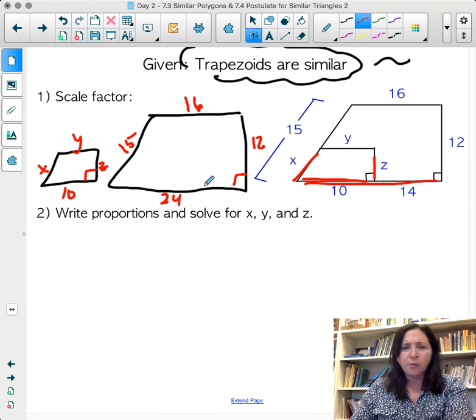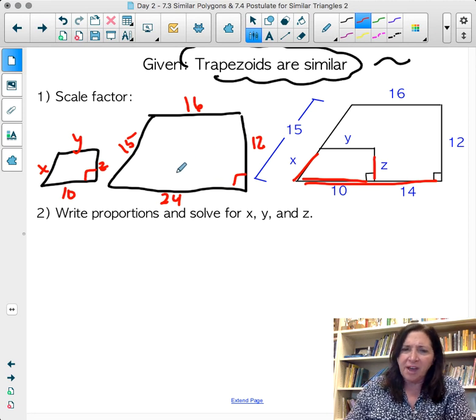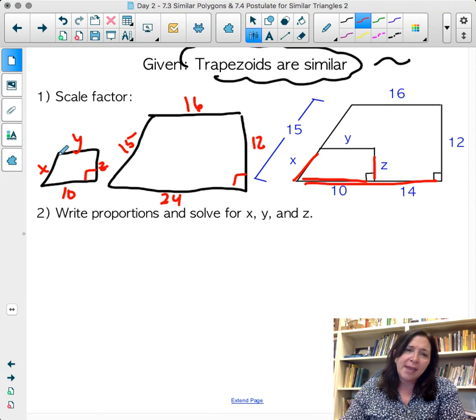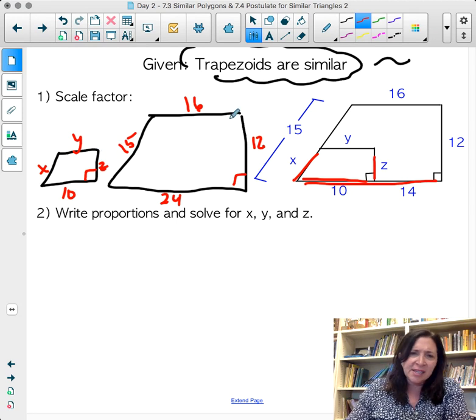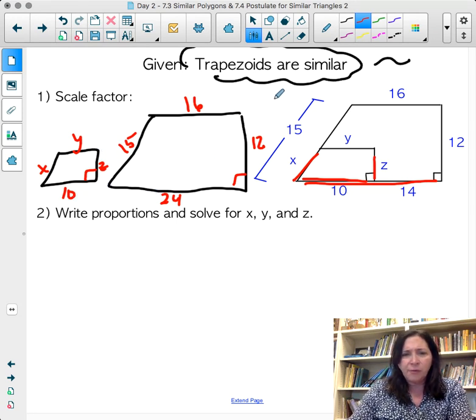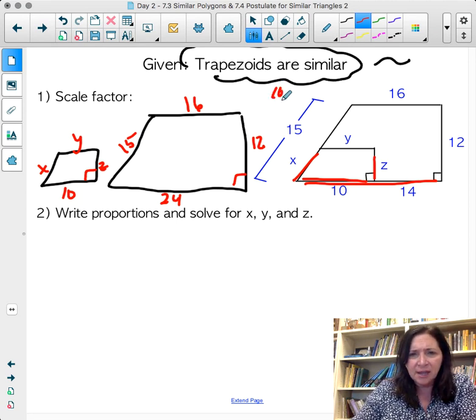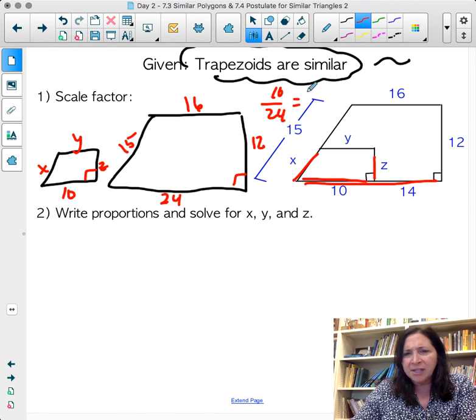So remember, when I'm finding my scale factor, I have to have two sides that I actually know. So I can't use my scale factor as x is to 15. I can't say y is to 16. I can't say z is to 12. But I can say 10 is to 24. So for my scale factor, I'm going to say 10 is to 24. I'm going to divide by 2, and I'm going to get 5 is to 12.